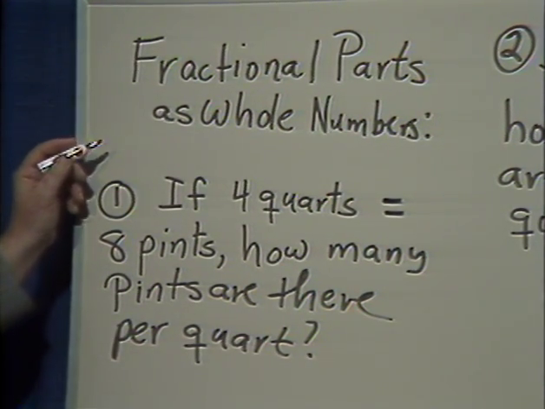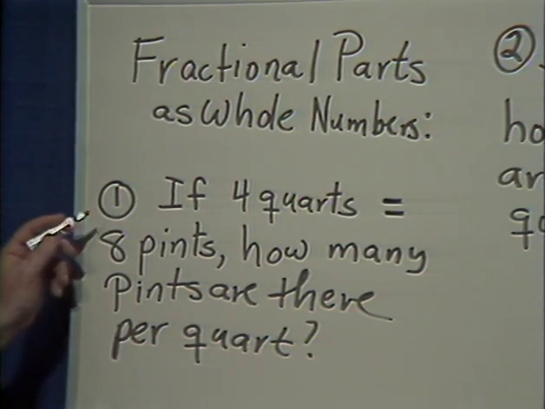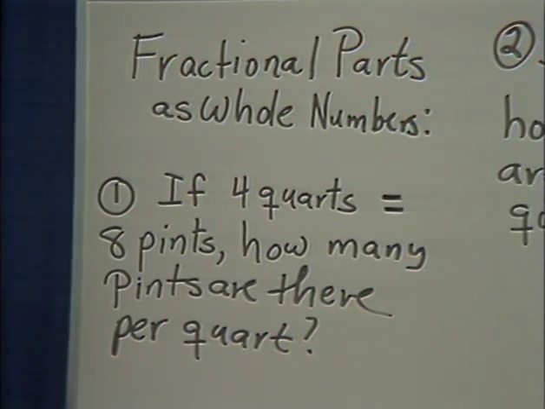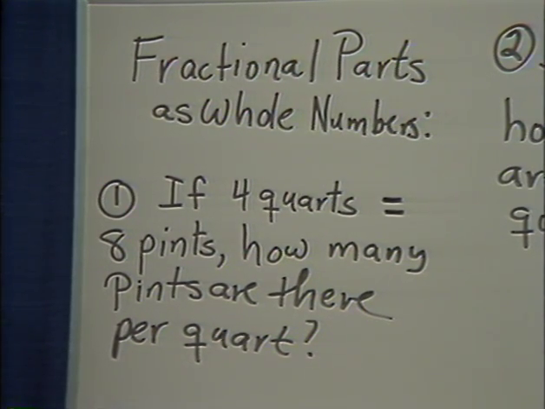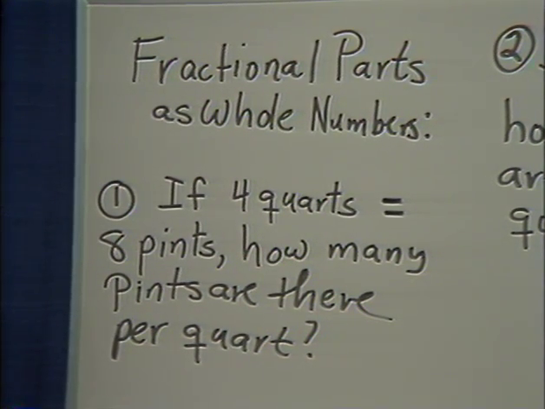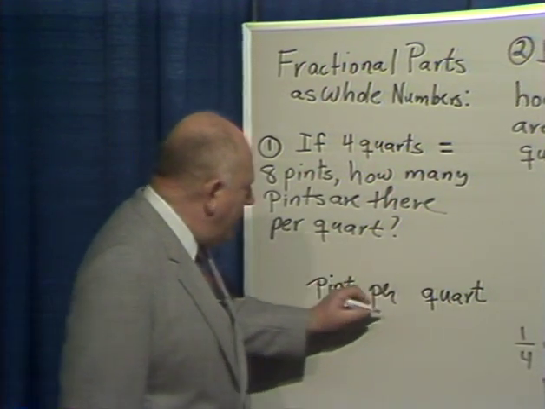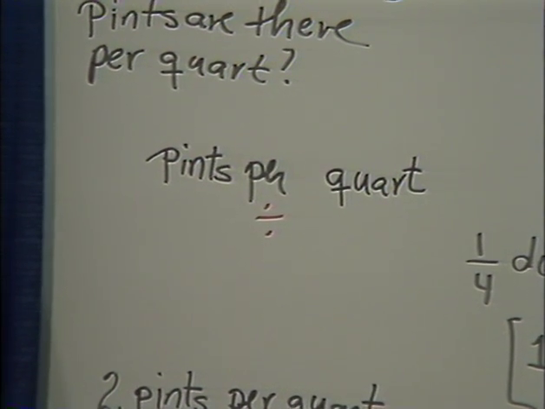And what I'd like to do to get you into the mood for this is to go through a couple of examples with you. Problem number 1 says, if 4 quarts equal 8 pints, how many pints are there per quart? Now remember, per quart means divided by quarts. See, per means divided by. We want to know how many pints are there per quart.